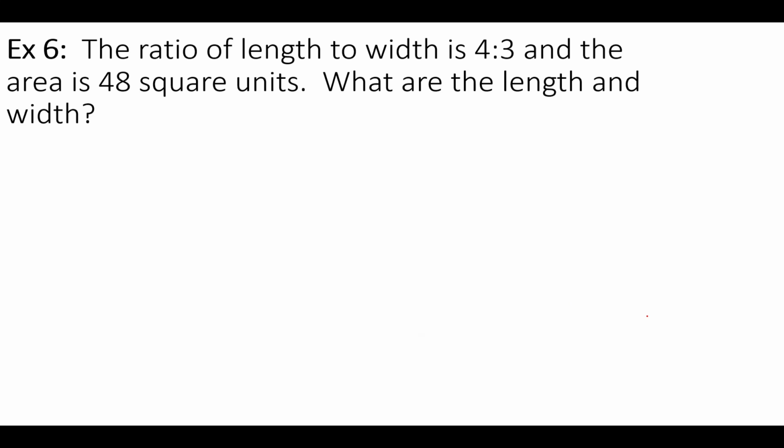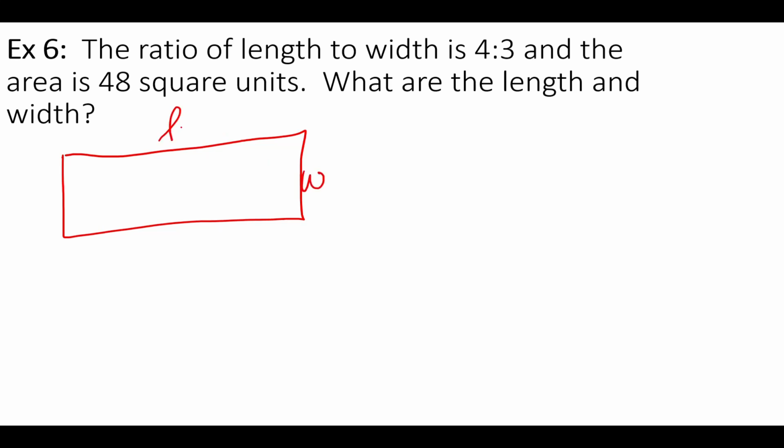The ratio of length to width is 4 to 3, and the area is 48 square units. We have another rectangle, even though they didn't tell us that. What are the length and width? So it's a very similar setup. Draw this, our length to our width. The longer side is 4 to 3, and they also told me that the area of the rectangle is 48.